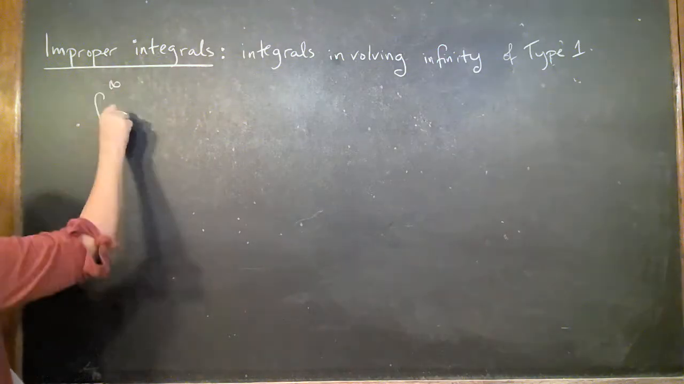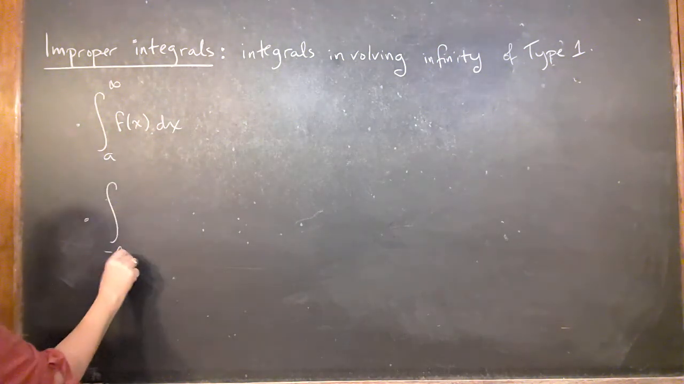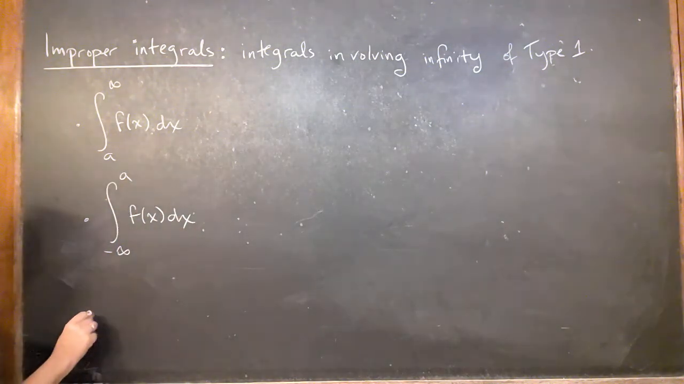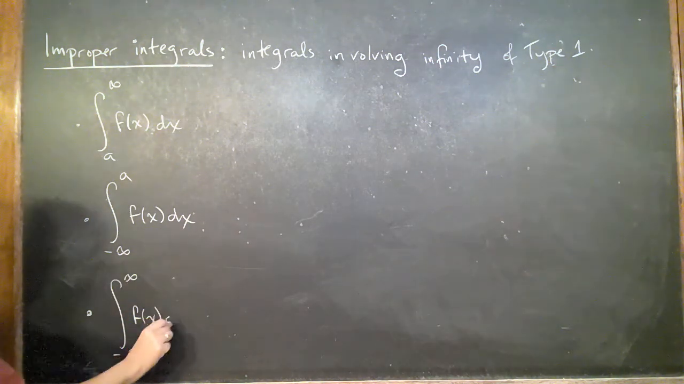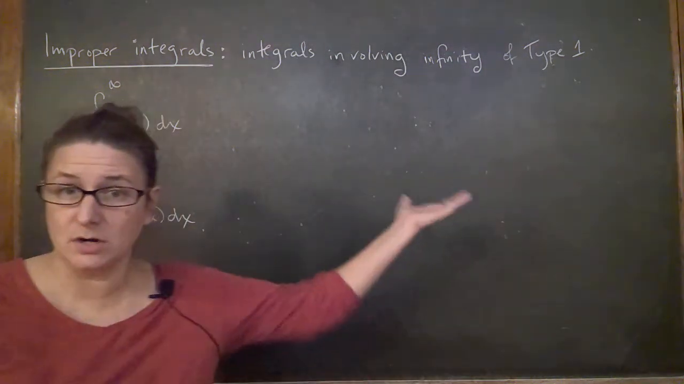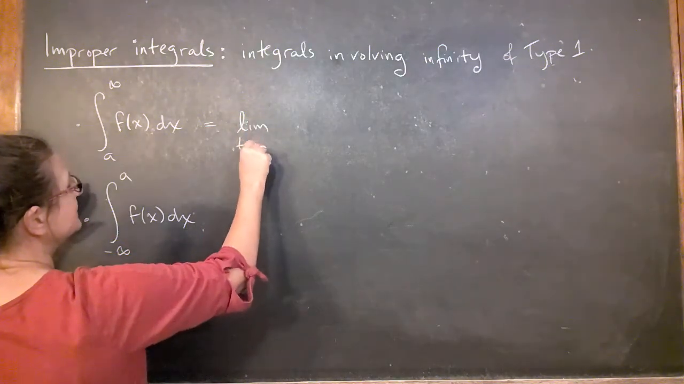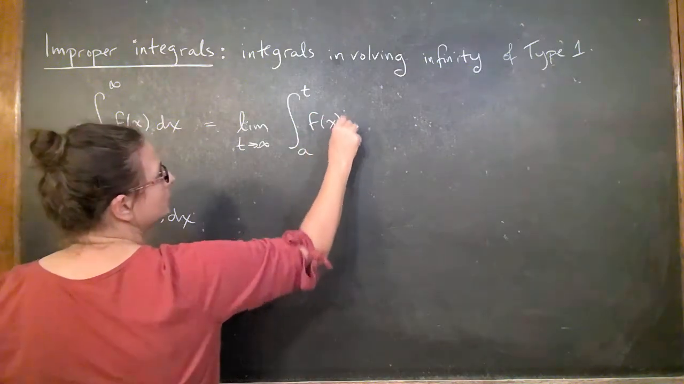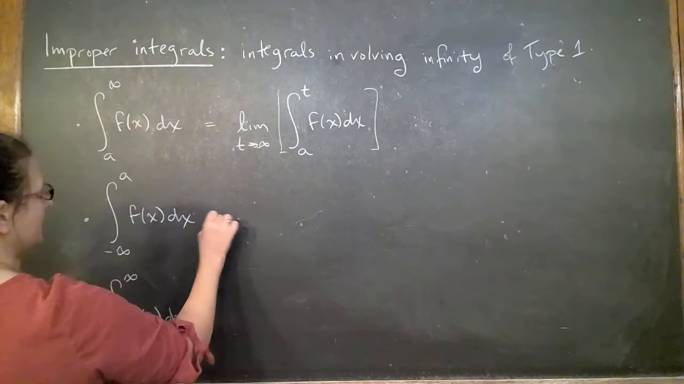They're going to look like the one we just did, from a to infinity of f of x dx, but they might also look like from negative infinity to a of f of x dx, and they might also be infinity on both sides. So we'll talk about each of these cases in turn. We do them exactly the same way we did our motivating example. You write the infinity as a t, you evaluate the integral, and then you evaluate the limit.